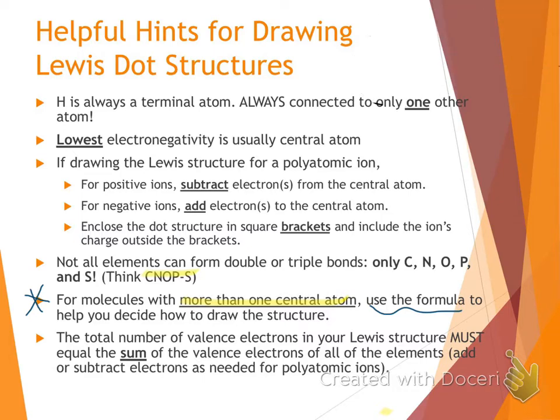The last helpful hint and thing to keep in mind to help double check that our Lewis structures are correct is that the total number of valence electrons in our Lewis structure must add up to the sum of the valence electrons for all of the elements in it, when also taking into consideration the addition and subtraction of any electrons for polyatomic ions. So basically, all of the valence electrons that we start with, we have to end with. They're just sharing them. They're not going to be gaining or losing any more electrons than what they already have, with the exception of those polyatomic ions.